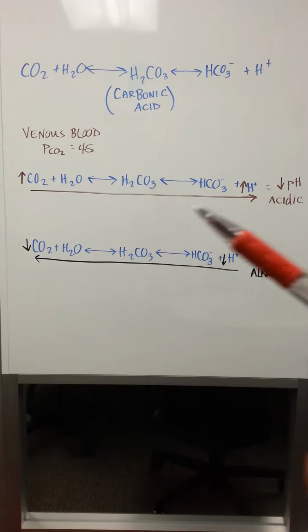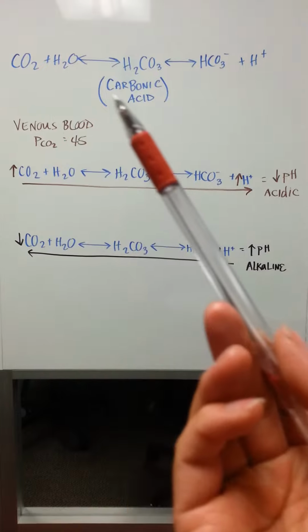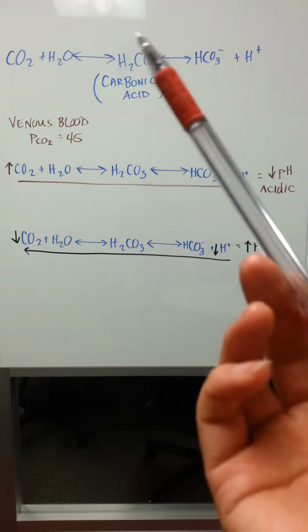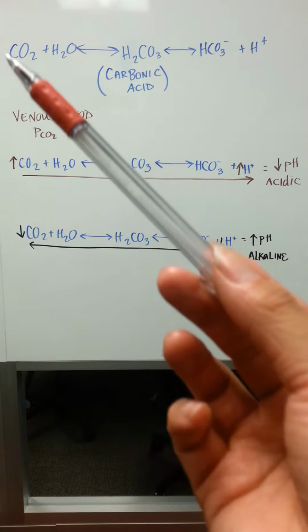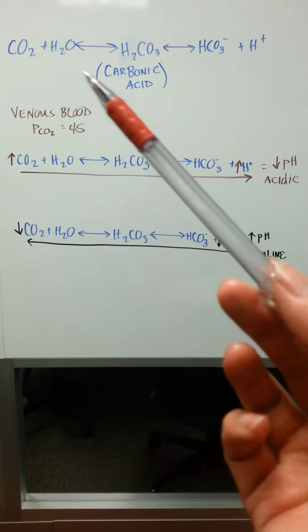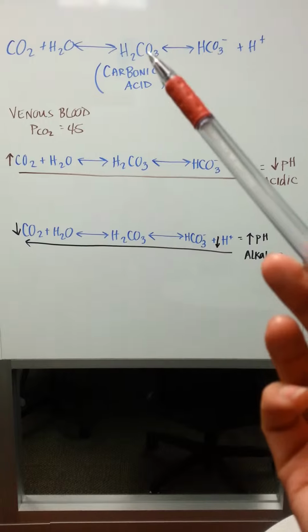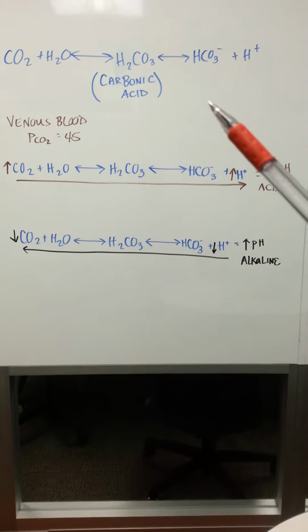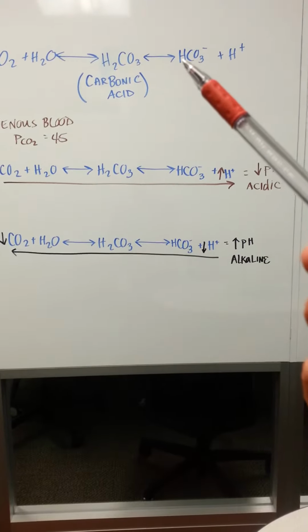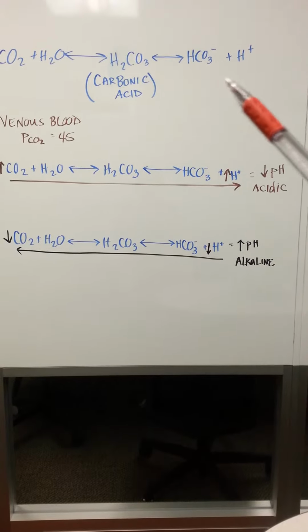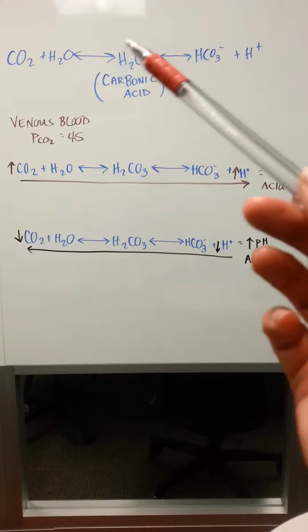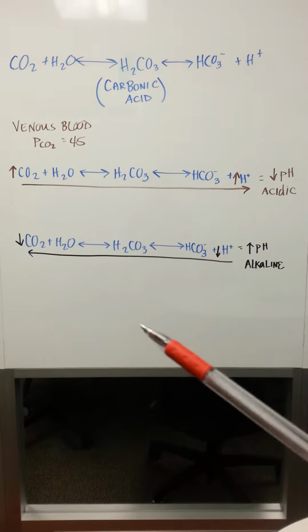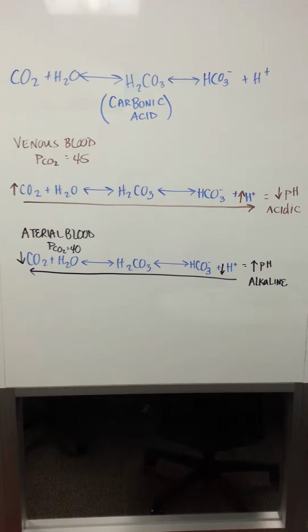So this equation up here is very important. We have carbon dioxide with H2O, you get carbonic acid. Now you have bicarbonate and hydrogen, which also gives you carbonic acid.